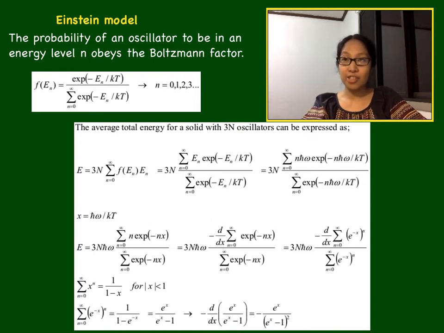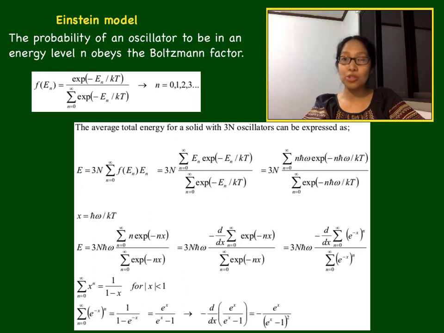The average total energy for a solid with 3N oscillators can be expressed as follows. E equals 3N times the summation of the product of the probability and the energy state. Substituting the previous expression, we have the quotient: the numerator is the sum of the product of the energy state and the Boltzmann factor, and the denominator is the sum of the exponent of negative E_n over kT. Again, the summation is from n equals 0 up to infinity.